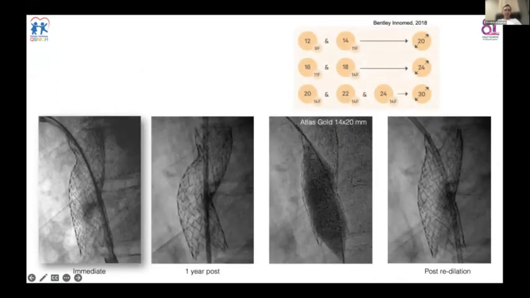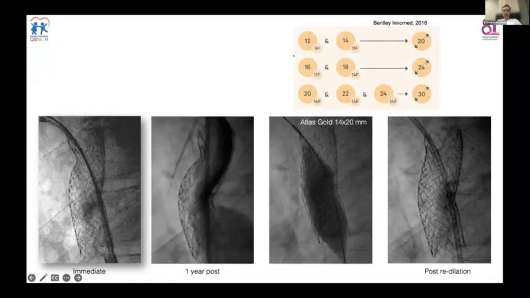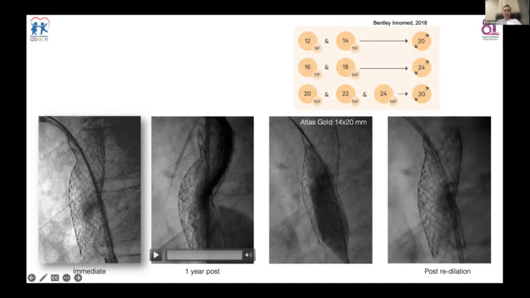And just to confirm again what we previously mentioned, if we start with the B-graft aortic 12 or 14 millimeter, most of the time you can post-dilate it up to 20 millimeter, which is enough for Asian people like us. So as you can see here, the immediate procedure looks like this. One year post, it's getting more tortuous, and also there's a gradient.